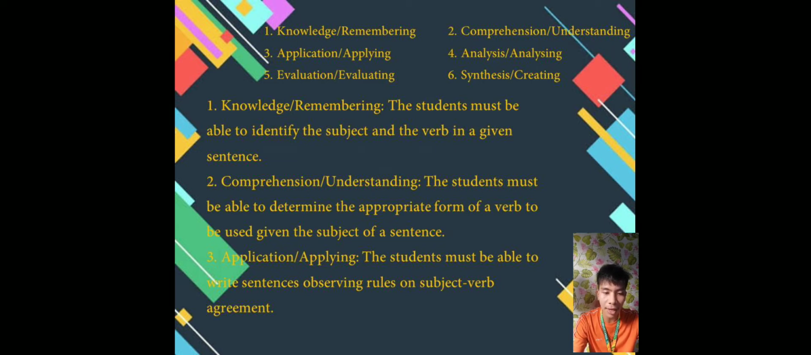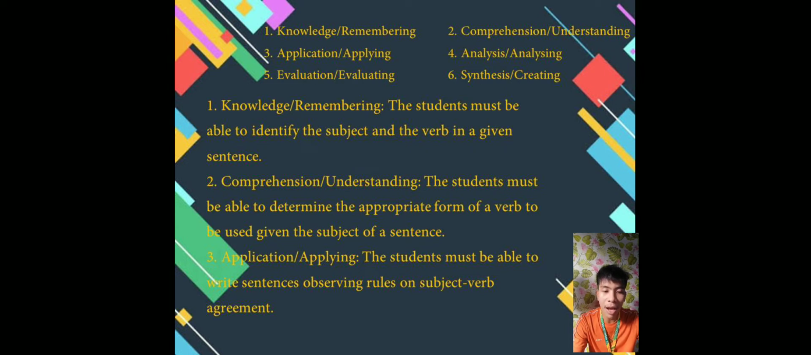The following are typically the objectives: knowledge or remembering, comprehension or understanding, application or applying, analysis or analyzing, evaluation or evaluating, synthesis, and creating. And number 1, in knowledge, the student must be able to identify the subject and verb in a given sentence. Number 2, in comprehension, the students must be able to determine the appropriate form of verb to be used given the subject of a sentence.